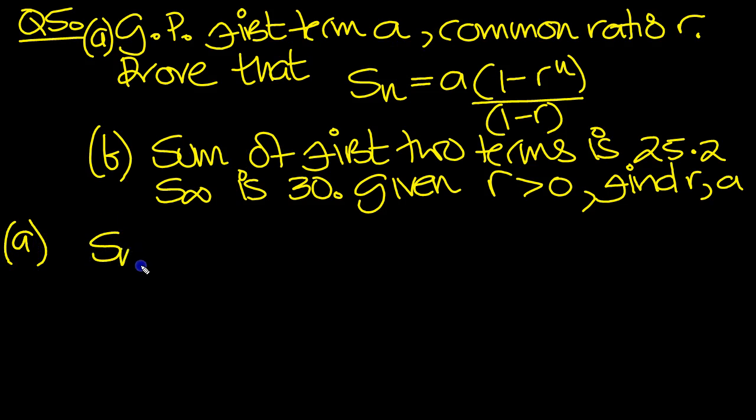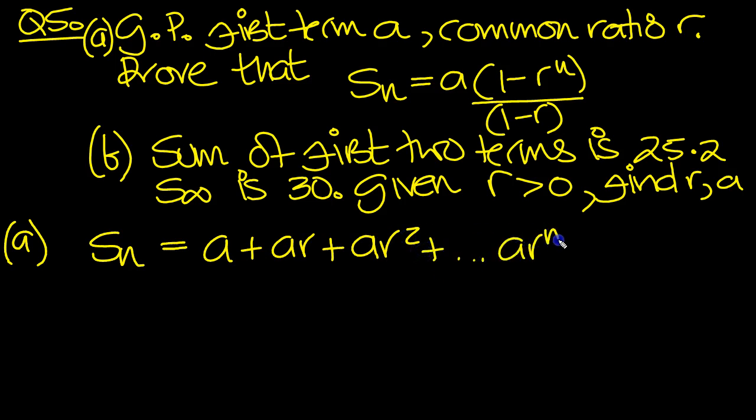So we've got the sum of the first n terms of a geometric series, so we can write that out long-windedly as a, ar, ar squared, and then ar to the n minus 1, the last term, the nth term. ar to the n minus 1 is the nth term, isn't it? Because it's always 1 power less. So that's the sum of the first n terms. There we go.